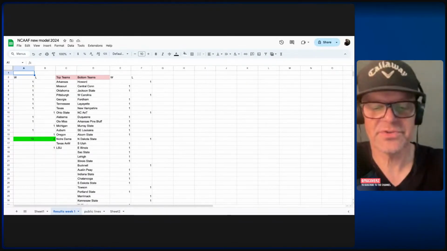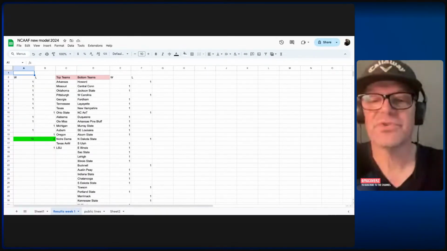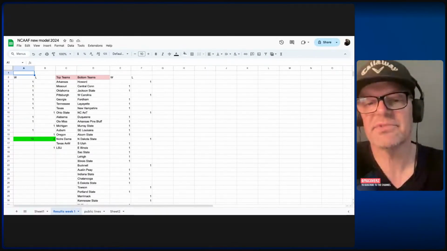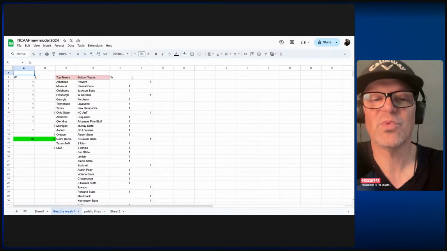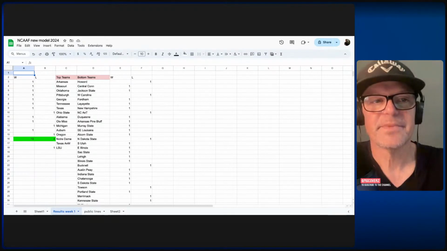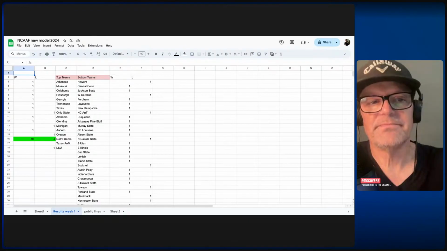Let's take a look at Missouri. Murray State. This was a close one. The line was minus 50. They covered it. They won 51-0. Let's take a look at another one. Oklahoma.